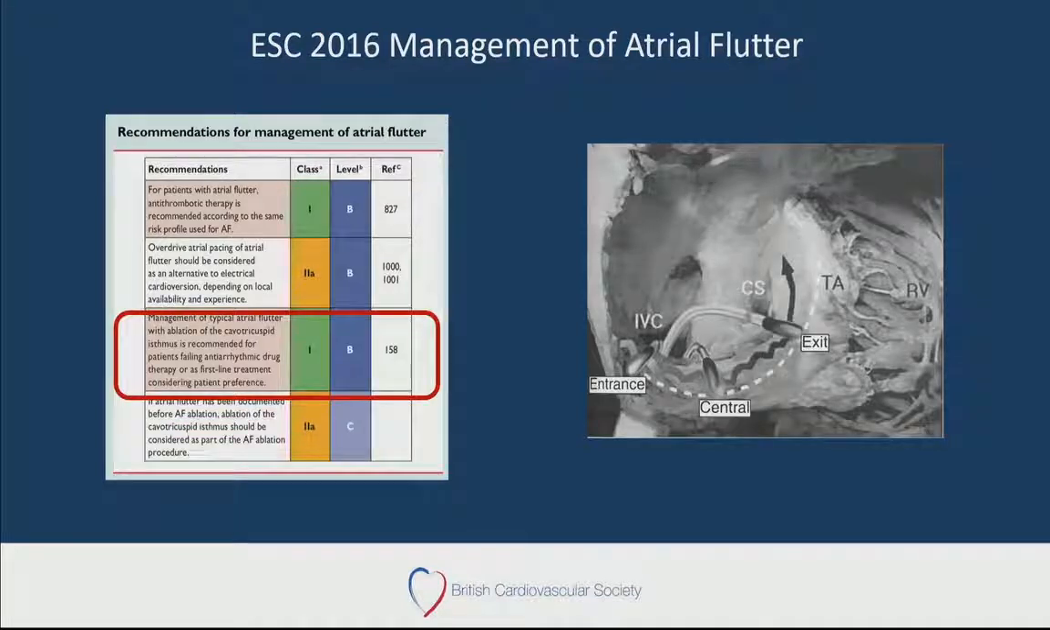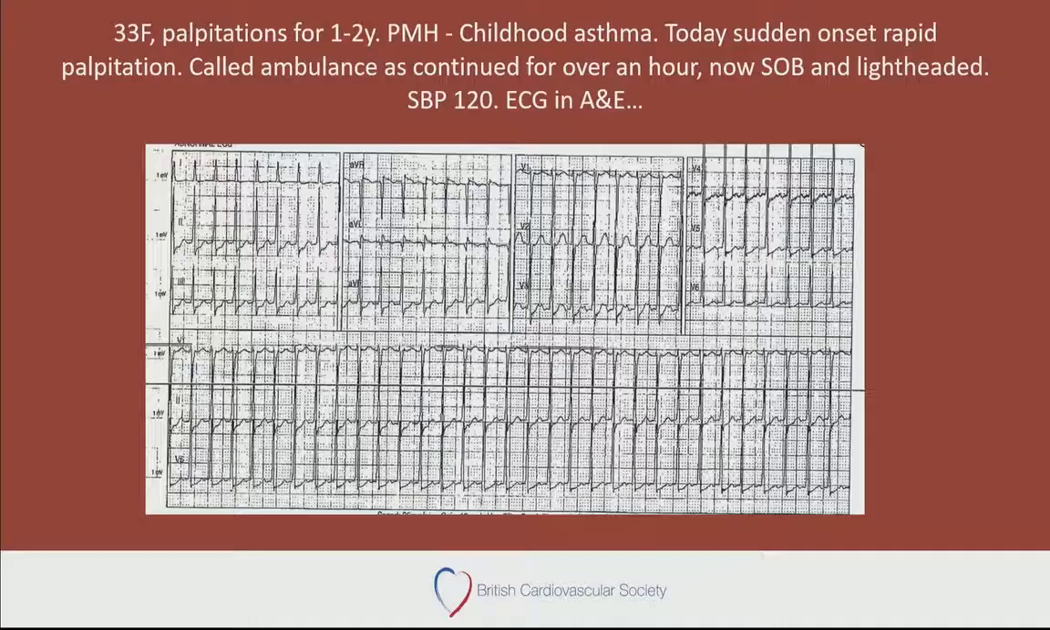It's a reasonably straightforward procedure, and this is an image showing what we do. This is your right atrium opened up, and essentially we draw a line from the tricuspid annulus back to the IVC. Because it's a macro reentrant circuit, if you disrupt it somewhere, you stop that propagation.